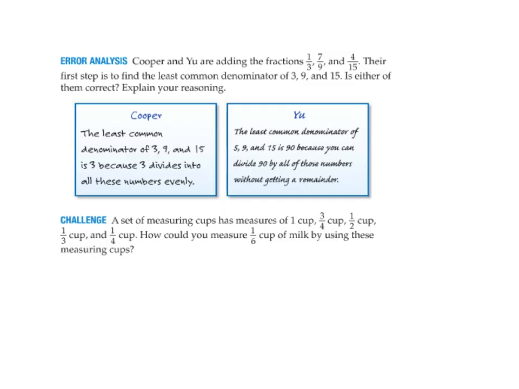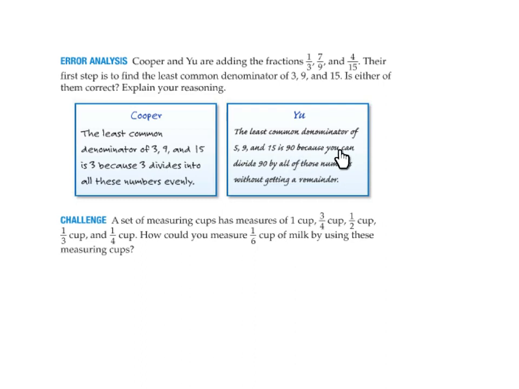Okay, let's take a look at these 2 quick problems here. First one's a thinking problem, second one is a challenge that I'm going to leave you with and you can try out and bring with your notes to class tomorrow. Cooper and you are adding the fractions 1/3, 7/9, and 4/15. Their first step is to find the least common denominator of 3, 9, and 15. Is either of them correct? Explain your reasoning. Cooper says the least common denominator of 3, 9, and 15 is 3 because 3 divides into all of these numbers evenly. And you says the least common denominator of 5, 9, and 13 is 90.